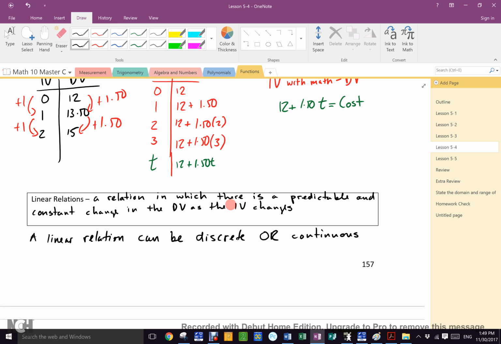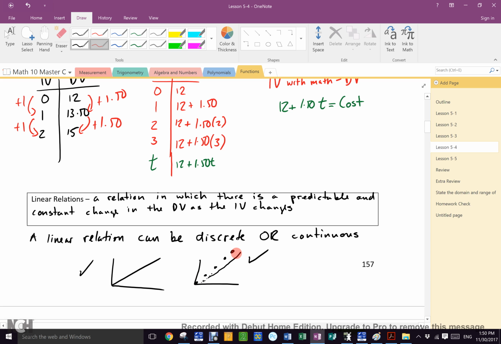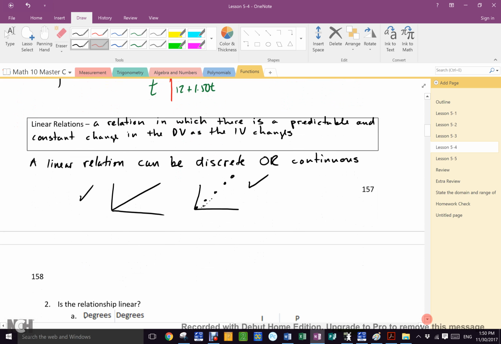Okay. So this straight line is okay. This is okay because I could put a line there. Does everybody understand? Everybody cool? All right. So, let's turn the page over.